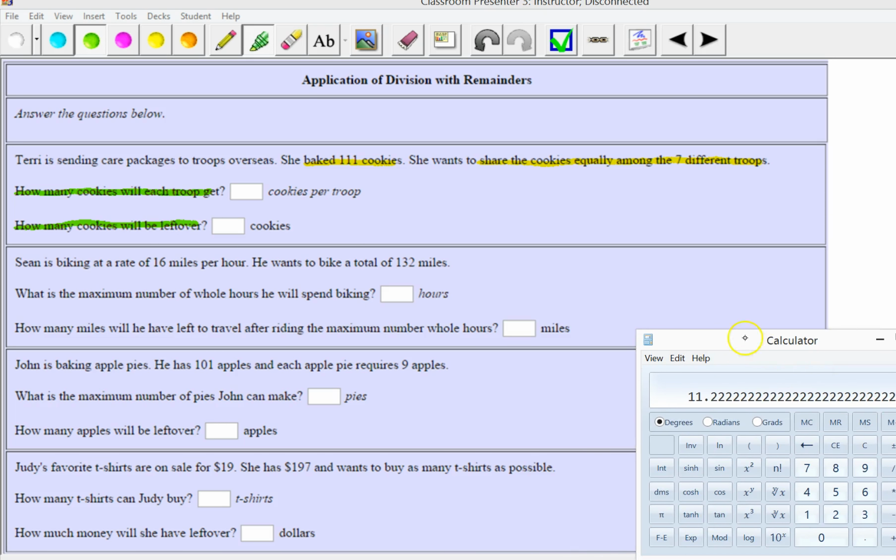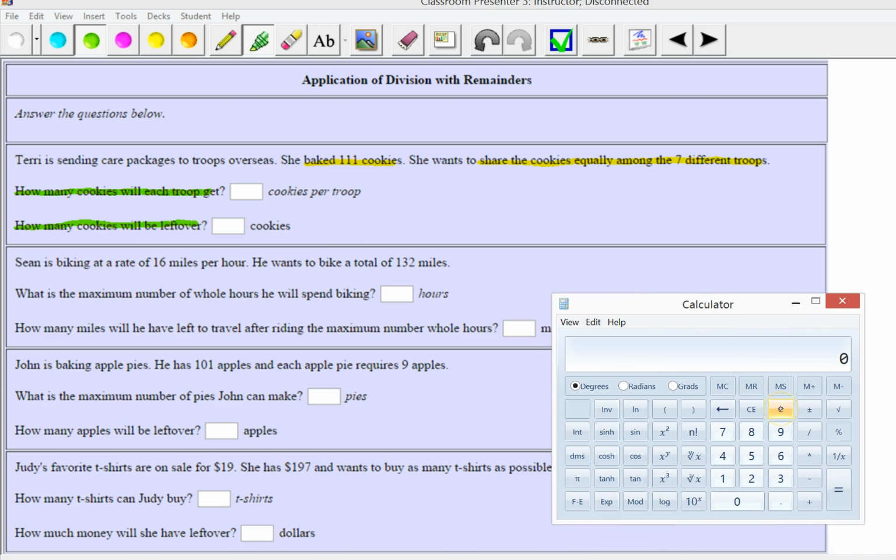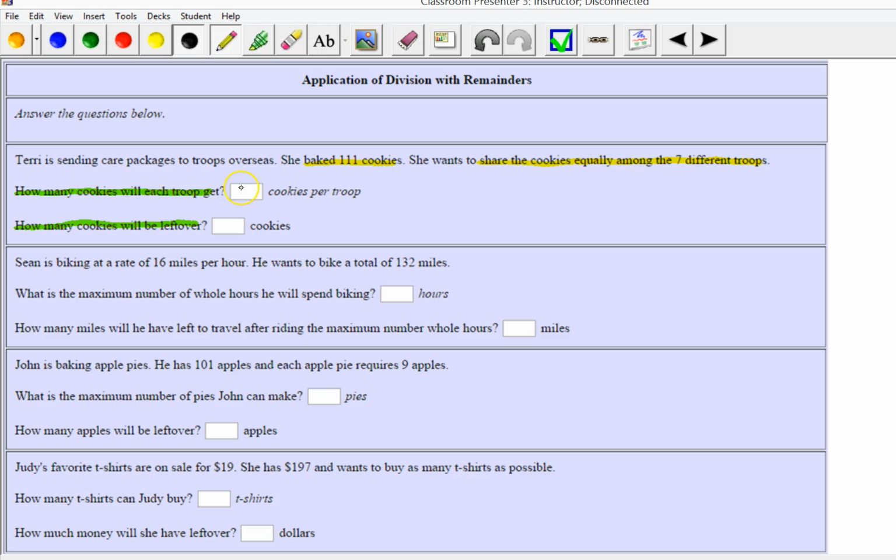So let's use the calculator. We'll use the calculator on this whole problem for the division. So if we divide the 111 into 7 groups, notice we get 15 and some left over. So this is a decimal number and we haven't talked about these yet, but we're going to focus on the 15. The 15 represents how many whole cookies we could give each troop if they're shared equally, and then we don't have enough to give everybody 16, so there's going to be some left over. So let's write down our 15 first. So we know the maximum number of cookies each troop can get is 15.